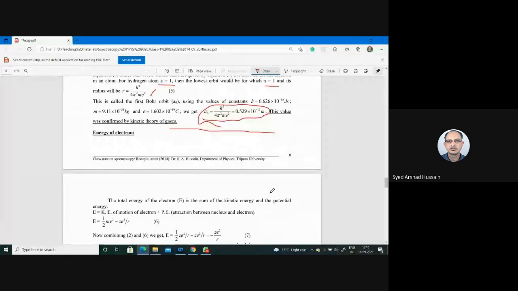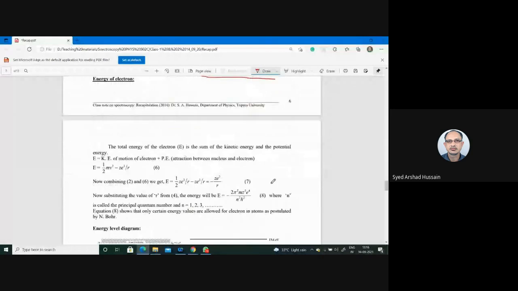Similarly, the energy of the electron. If you apply Bohr's theory, you can have an idea of the energy of an electron in a particular orbit in a particular atom. So total energy is the sum of kinetic energy and potential energy. Kinetic energy is half mv², potential energy is minus Ze² by r. If you consider an atom having Z number of electrons, and an electron in an orbit at distance r, then the total energy is equal to half mv² kinetic energy minus Ze² by r potential energy. So total energy is like that.